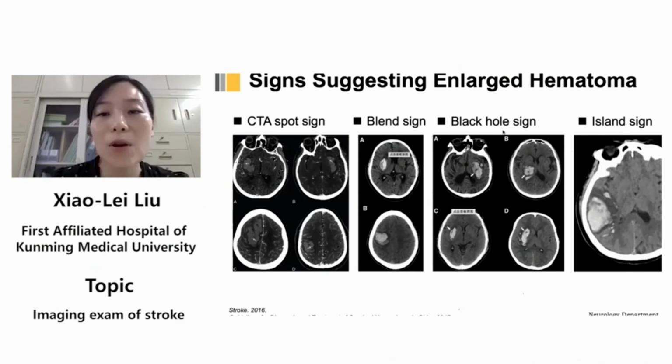And black hole sign, that means in the hematoma there is a black hole, which suggests the hematoma will be enlarged in several hours or several days. And here is an island sign, this is the island, the high density island outside of the large hematoma.